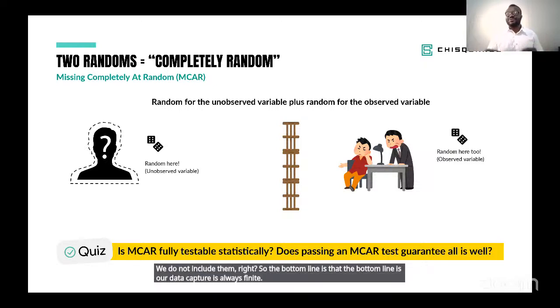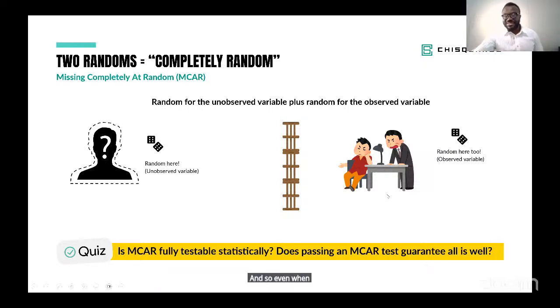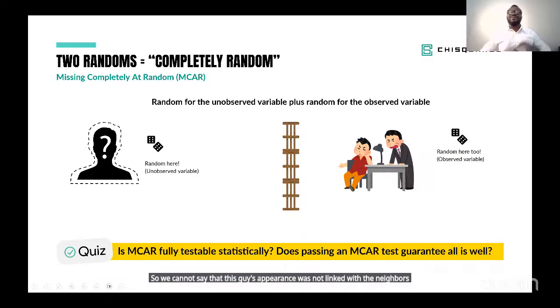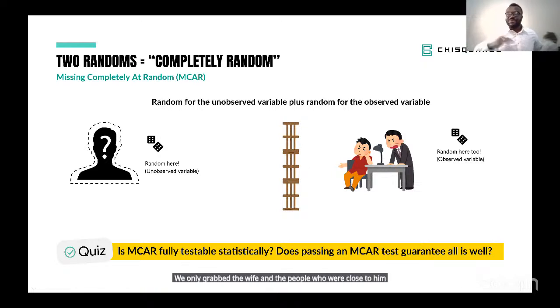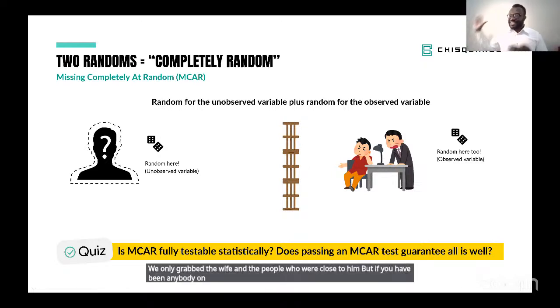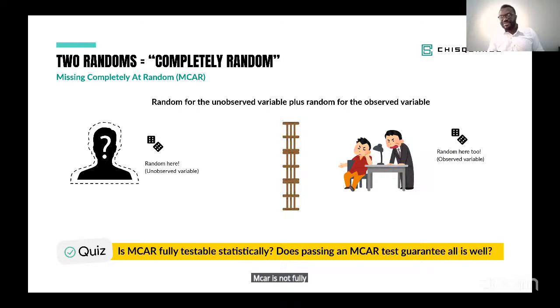And so even when we're looking at the neighbors, we can never capture all the neighbors. So we can never say that this guy's disappearance was not linked with the neighbors because we did not survey all the neighbors. We only grabbed the wife and the people who were close to him. But it could have been anybody on that street or even the next street. For those reasons, MCAR is not fully testable statistically, because we cannot test for every single variable.